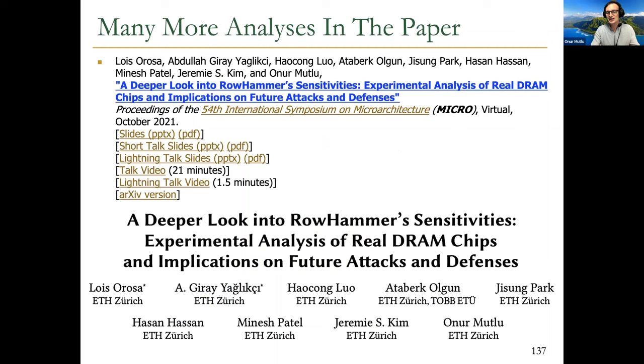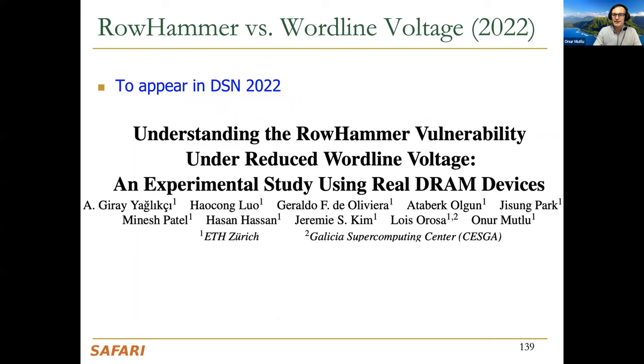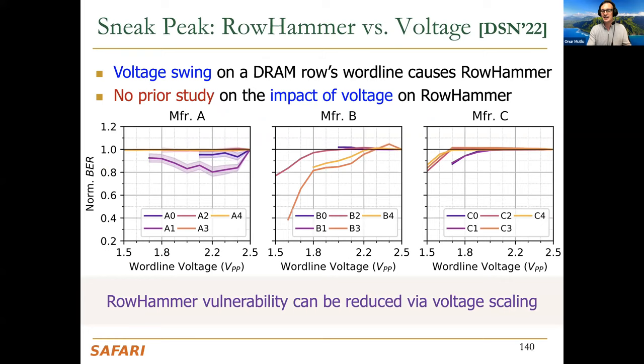Okay, so if you're interested, there's a lot more analyses in this paper. There's more RowHammer analysis coming. We analyze the effect of word line voltage. I'm going to skip this because we don't have a lot of time, but the takeaway is that RowHammer vulnerability can be reduced to some amount via voltage scaling. It doesn't solve the problem completely, but it makes an effect on the problem. And we will discuss that more, maybe.